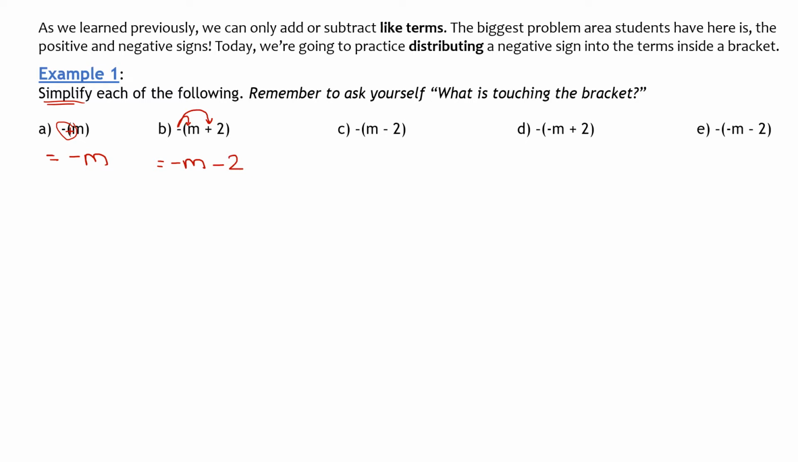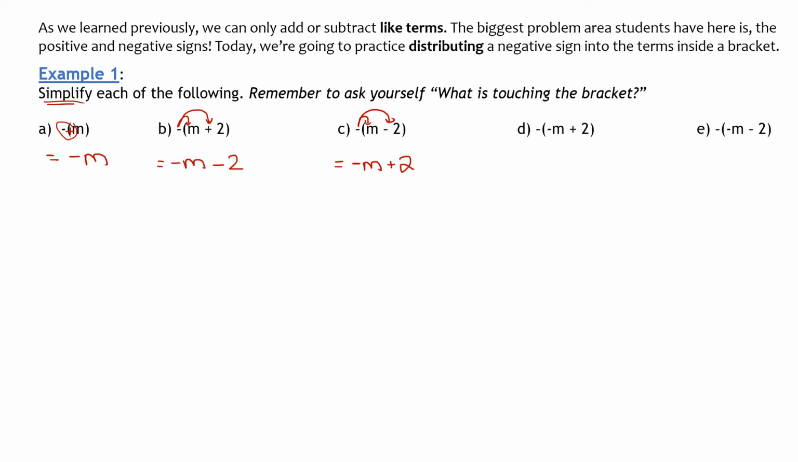How about for C? Again, the negative gets distributed inside. So the negative goes to the M. That was a positive M, so negative times a positive M is negative M. And negative times a negative 2, or minus 2, subtract 2, we get a plus 2. Two negatives make a positive.